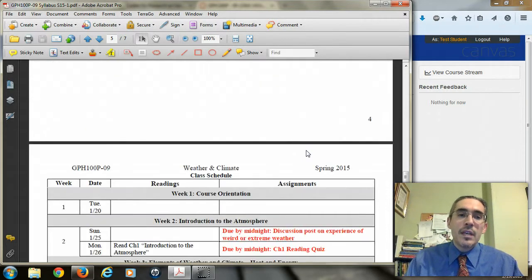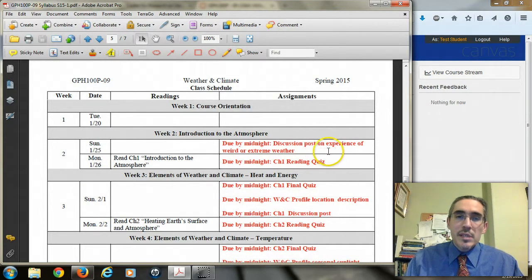Okay, so in the syllabus is a course schedule, and this lays out the due dates for different assignments and readings. The way that you look at this schedule, the first column shows you the number of the week. So we'll be starting out week 1, January 20th. We're just doing the course orientation this week, but starting next week, you'll see in the left-hand column for Monday the 26th, it says Read Chapter 1, Introduction to the Atmosphere, which is in your textbook. That means that you should read it by that date at the latest.